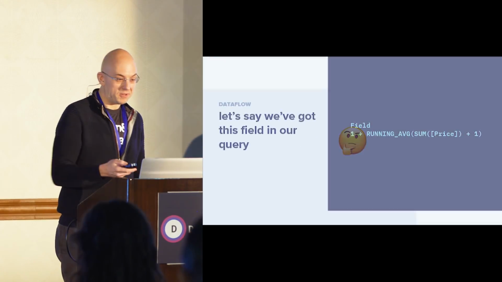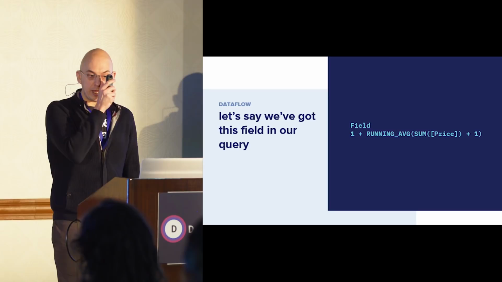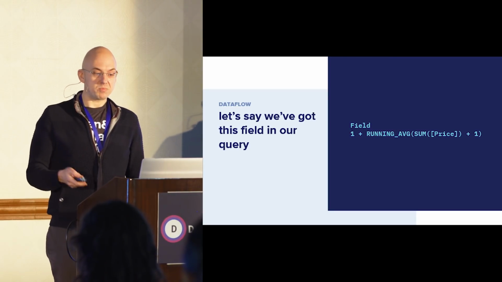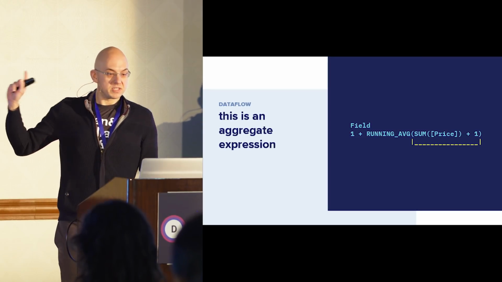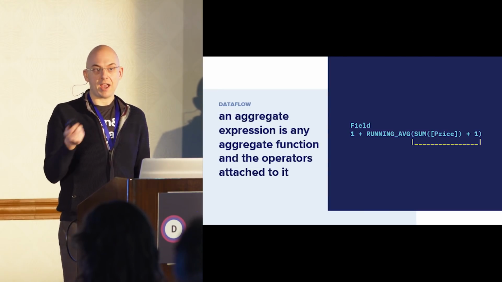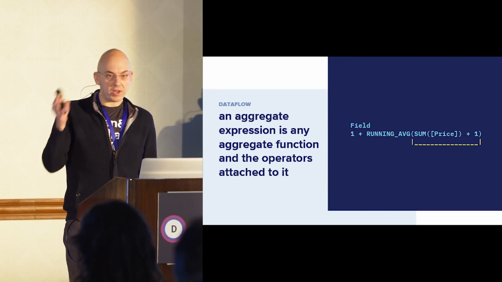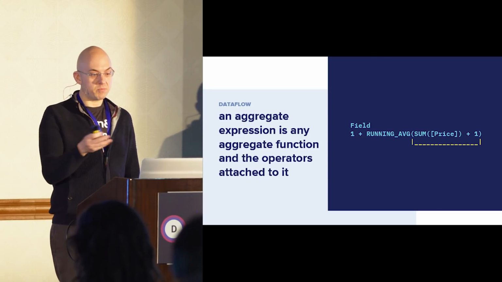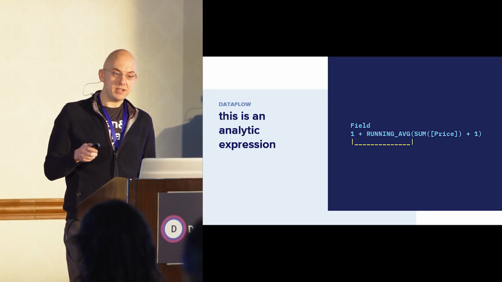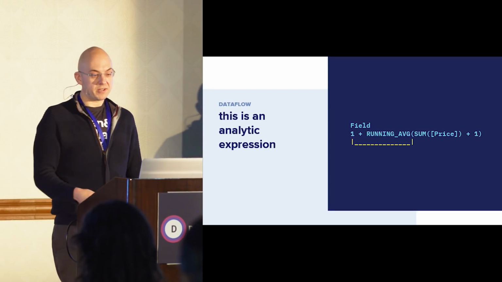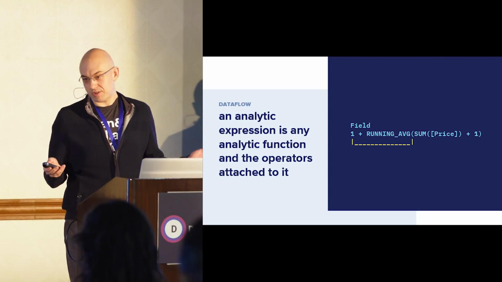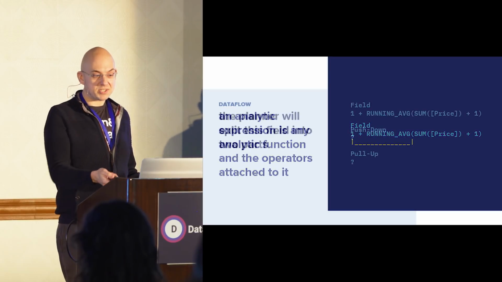Example. So let's say we send a query in and it has this field in it, 1 plus running sum, and within that the sum of the price plus 1. So sum of price plus 1 is what we call an aggregate expression. Aggregate expressions are just any aggregate function, and then any of the operators attached to those. So in this case, it's the plus 1 part also. This front part here is called an analytic expression. Very similarly, an analytic expression is any analytic function and all the operators attached to it. So in this case, it's the running sum and the plus 1 attached to it.